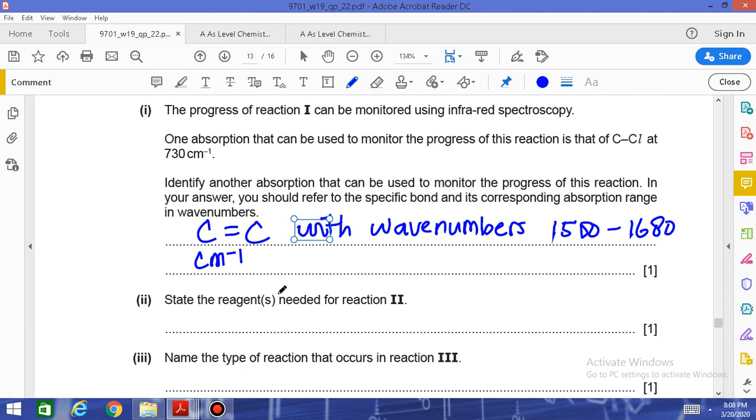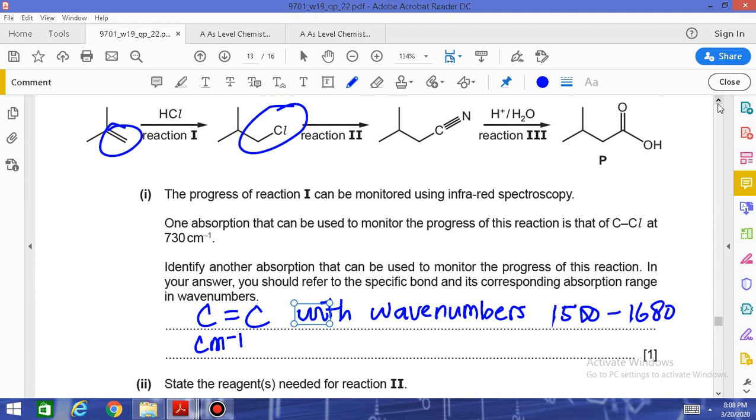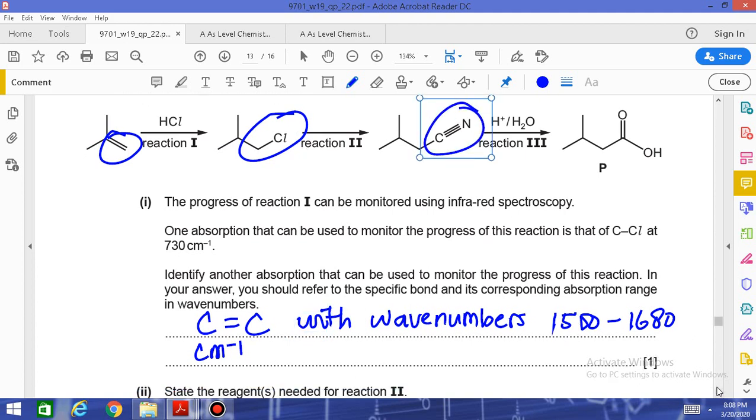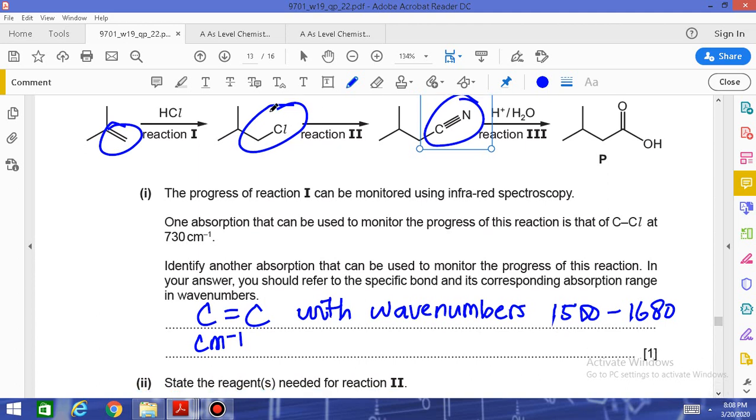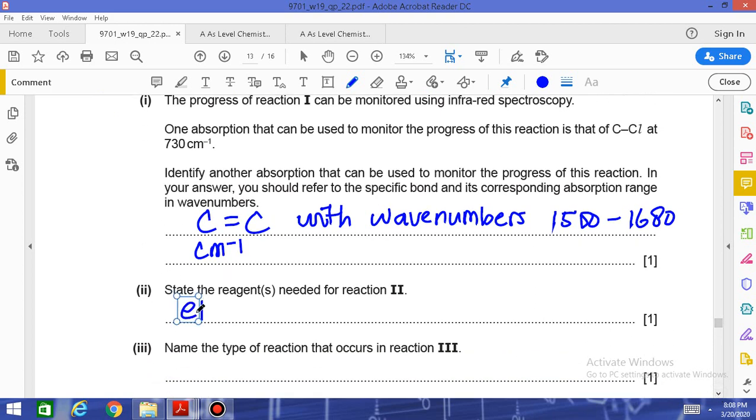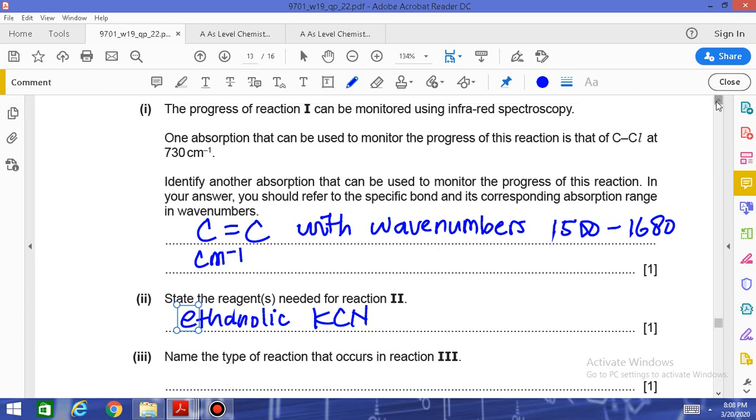Okay, next, state the reagent needed for reaction 2. From halogenoalkene into nitrile. Can you guess the type of reaction mechanism? It's nucleophilic substitution, Cl is replaced by CN, and the reagent needed for reaction 2 is ethanolic potassium cyanide.